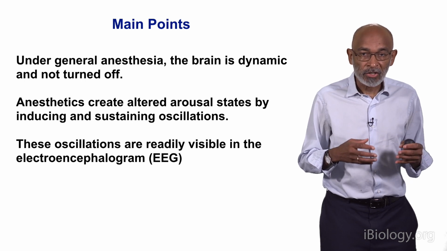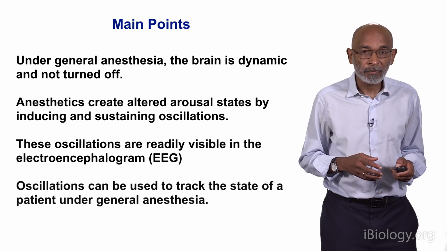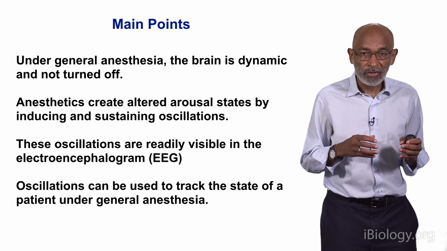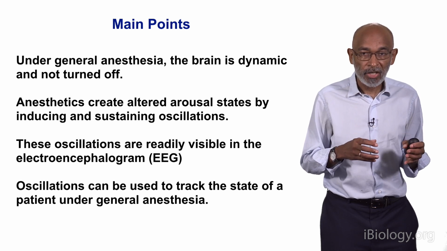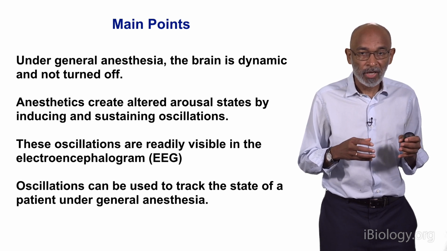The way we're going to see it is using the electroencephalogram, the EEG. It's a way to measure brain waves. And as a consequence of these oscillations, we can use this to track the state of someone under anesthesia and know whether he or she is sufficiently unconscious or not.